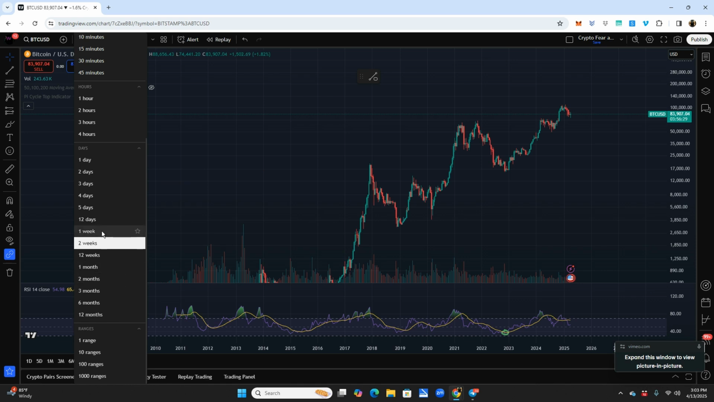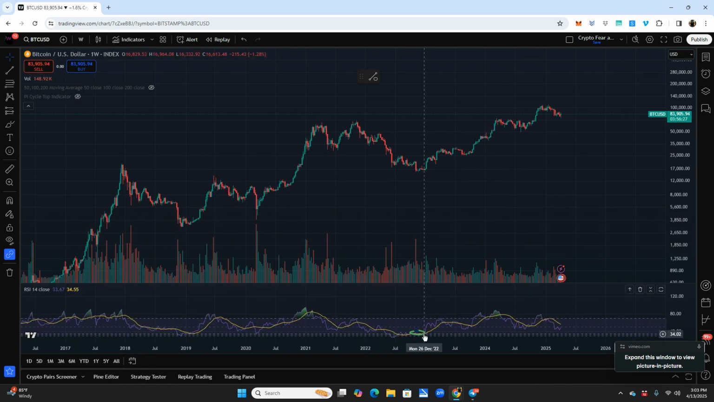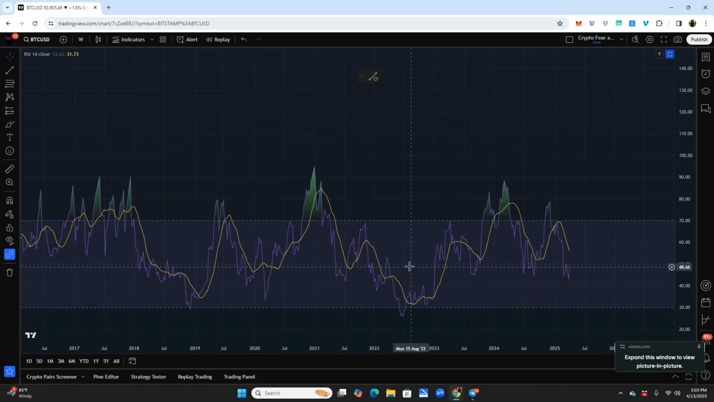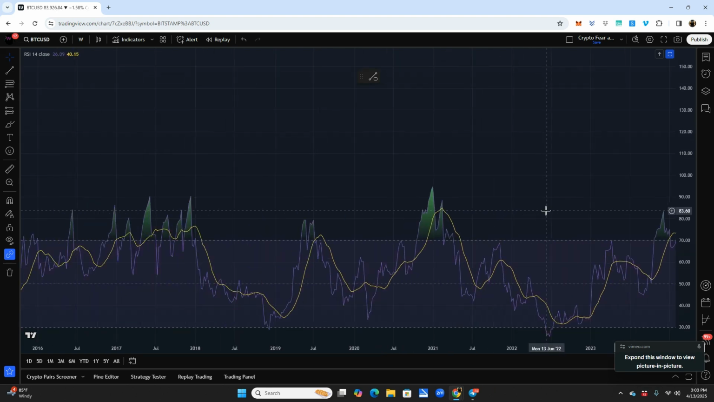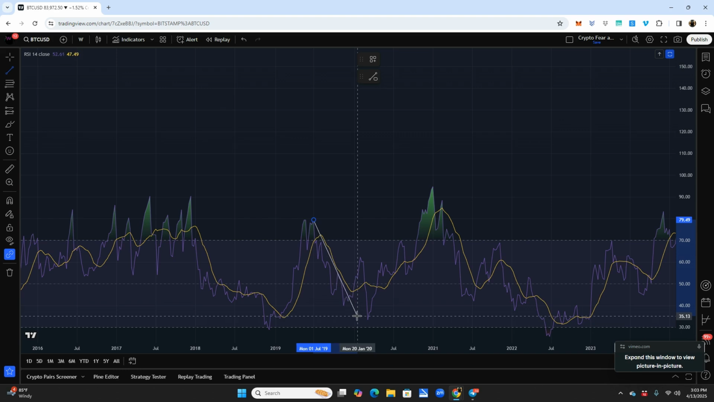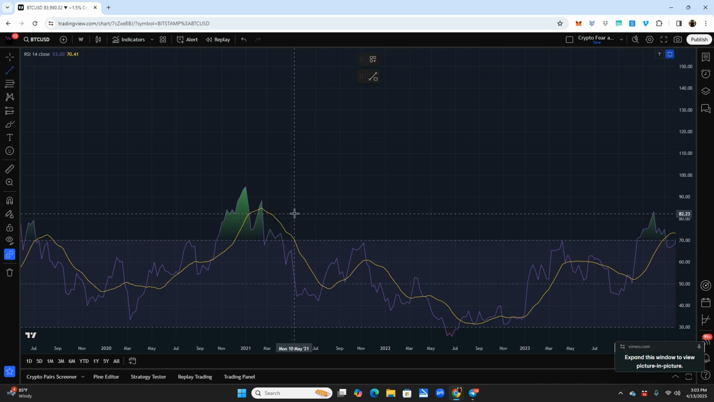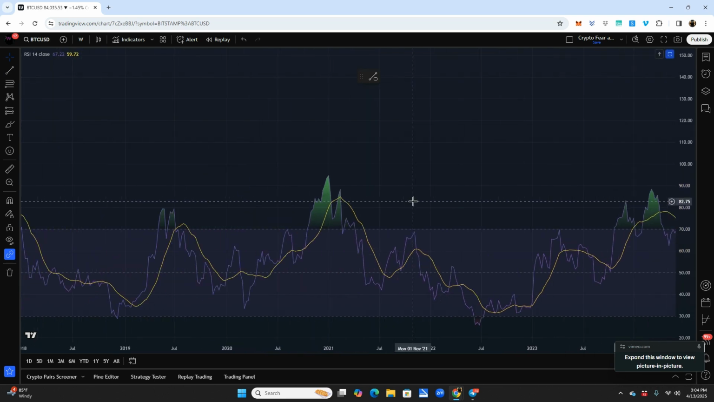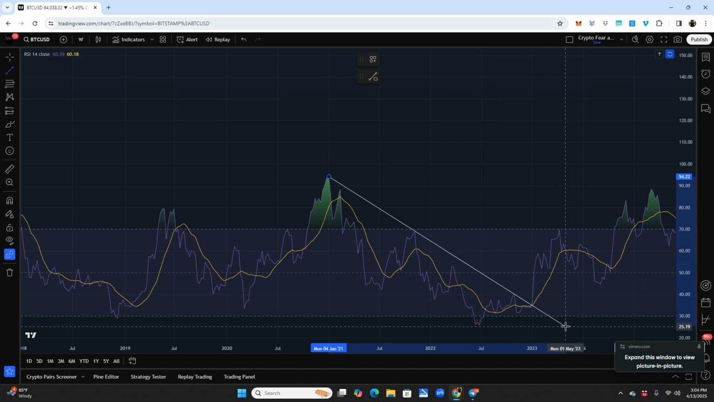So let's go down to the weekly. And now you have probably a more reliable set of trend lines. No, I wouldn't even use that. Let's look at here. No, I wouldn't even use that either. Probably longer trend lines, right?